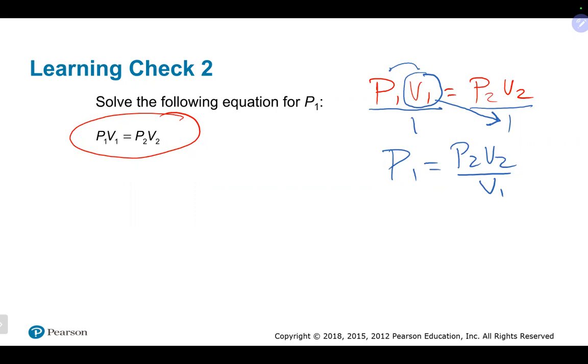So that is also something that's a sticking point for a lot of people, just the rearranging of the equations.